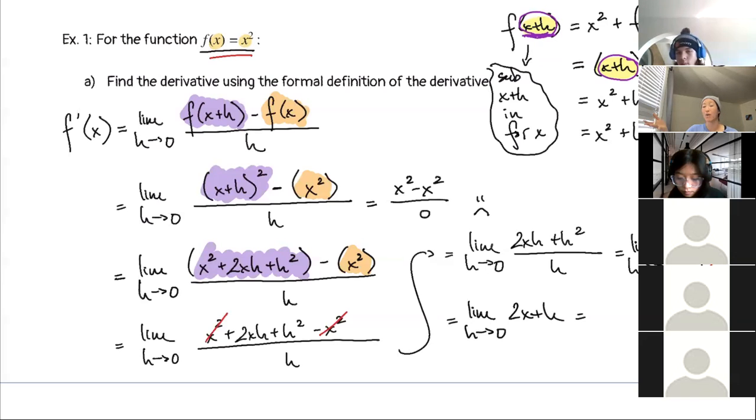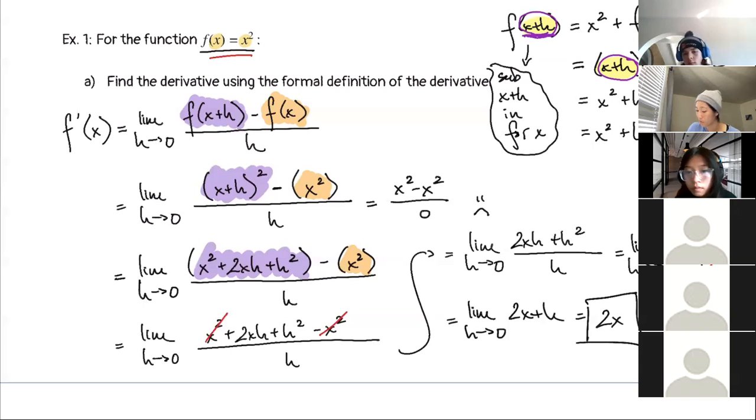What happens now when we plug in 0? What do we get? We get 2x. Okay. Now, David, I'm glad that you said that. This should seem familiar.